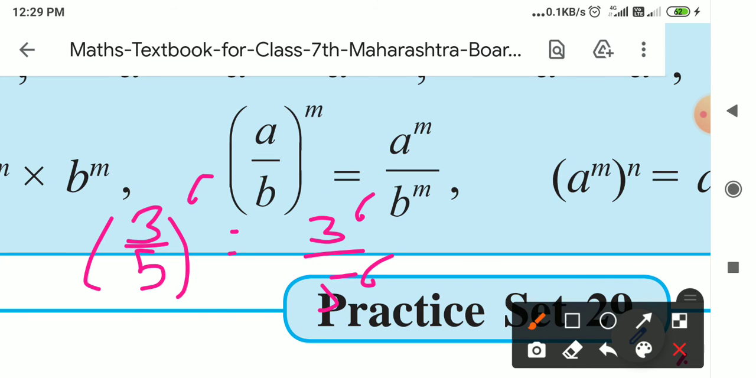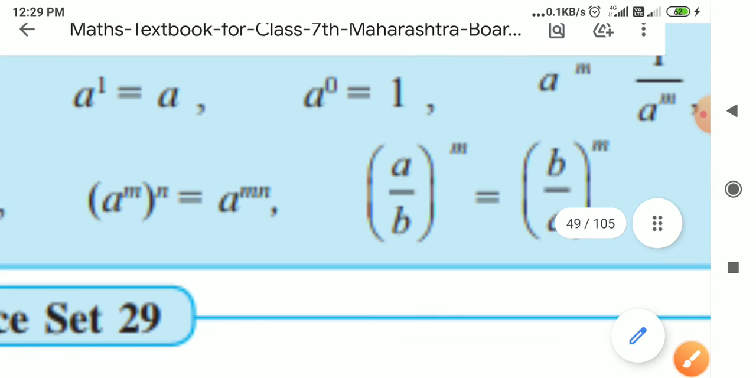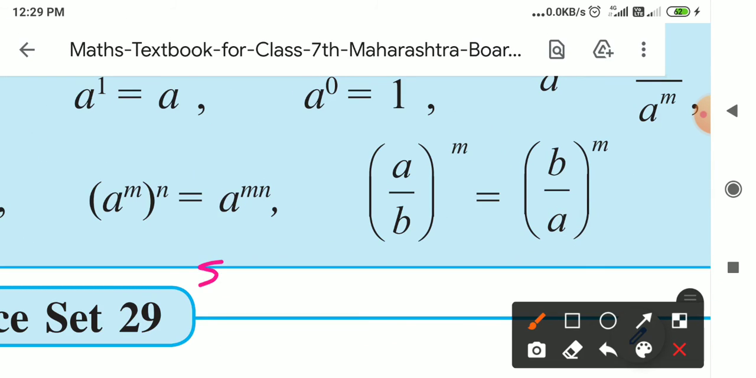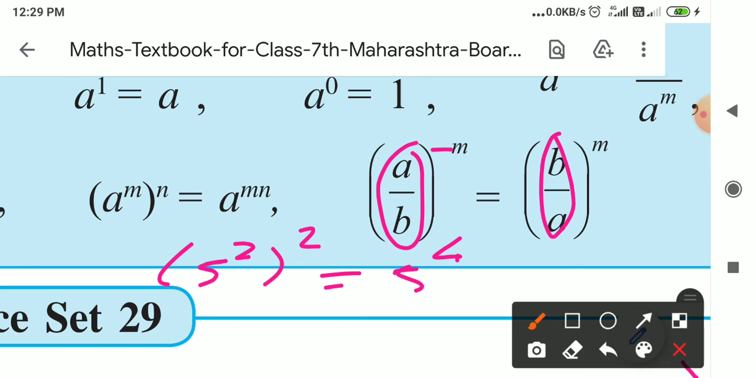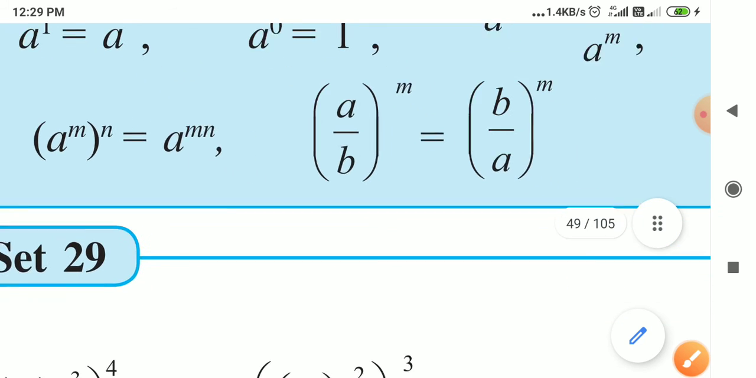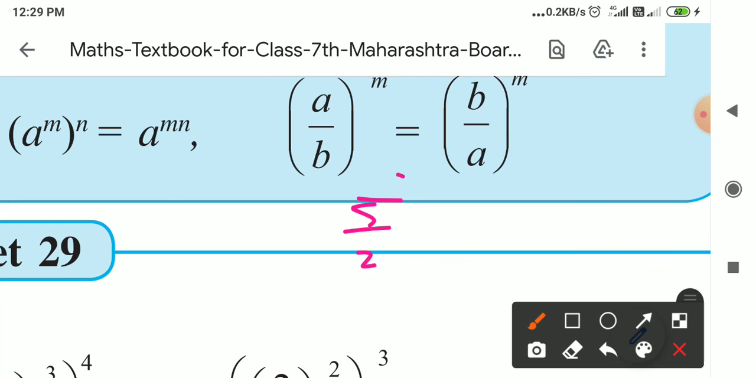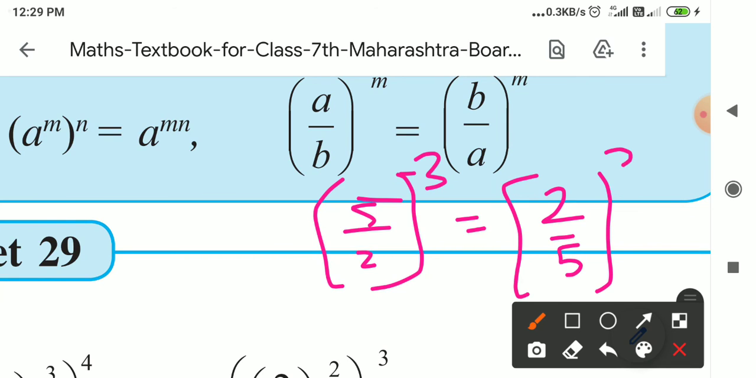And the last rule today is powers. Power means multiplication, so 5 raised to 2 raised to 2 is equal to 5 raised to 2 into 2, which is 4. And if negative m is there and I want to make it positive, then what we have to do is change the positions of numerator and denominator. So 5 upon 2 raised to minus 3, if we want to make the 3 positive, then we have to write 2 upon 5 raised to plus 3.